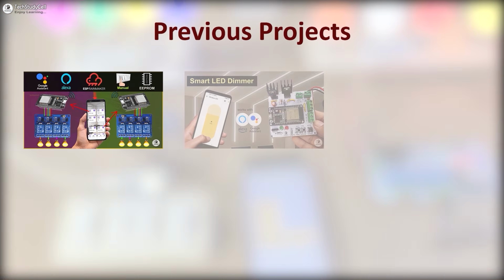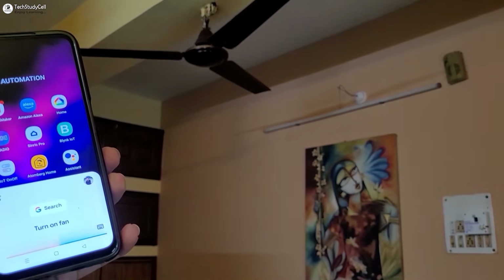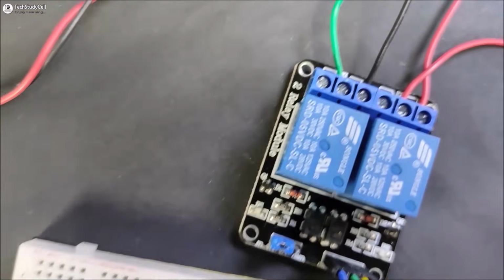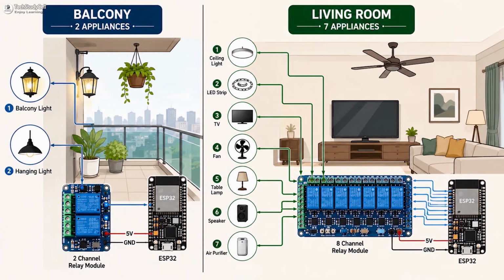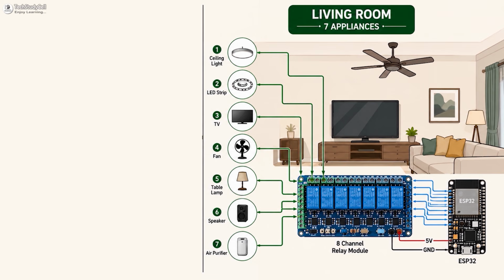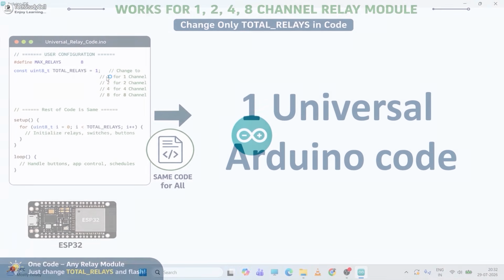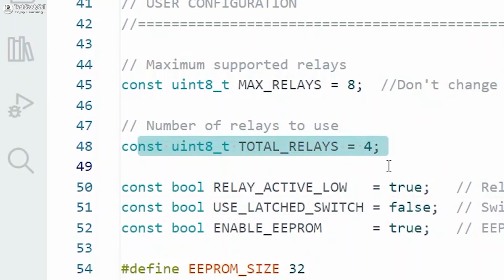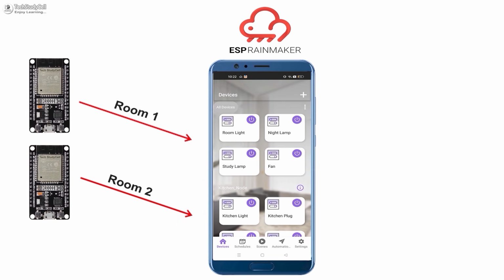In my previous videos, I have shared different types of ESP Rainmaker projects, and I received requests to modify the code for 2-channel and 8-channel relay modules. Also, in my home, my balcony has only 2 appliances but the living room has 7 appliances. So in this video, we will try to prepare a universal Arduino sketch where you just have to mention the number of relays and it will automatically create the Rainmaker objects accordingly.